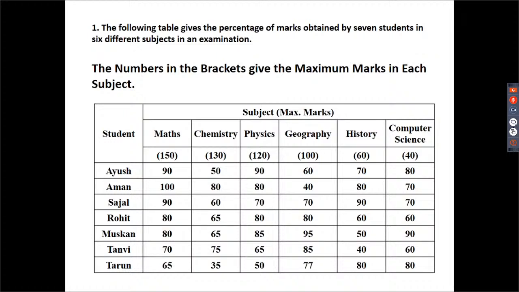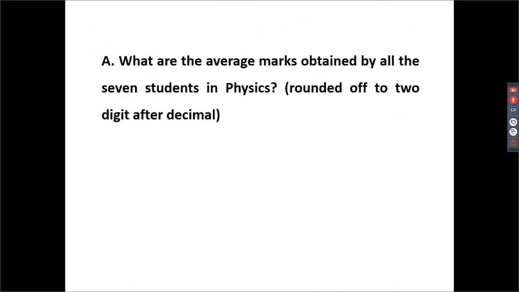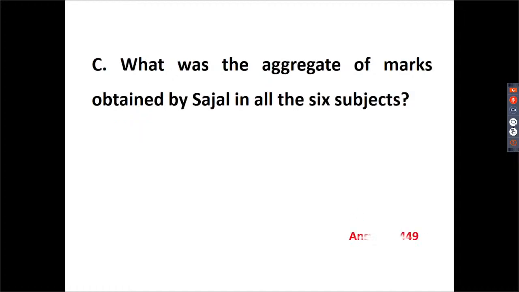Okay. So what is the total? 135 plus 78, how much? 213. 213 plus 84 is 297. 297 plus 70 is 367. 367 plus 54 is 421. 421 plus 28 is 449. That is the aggregate of the marks obtained by Sajal in all the subjects.